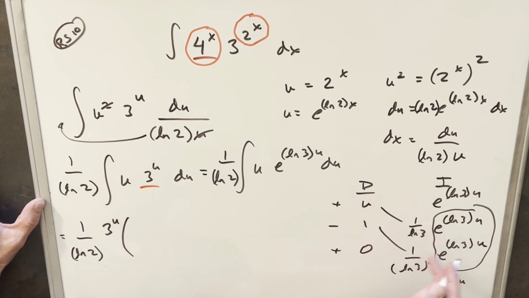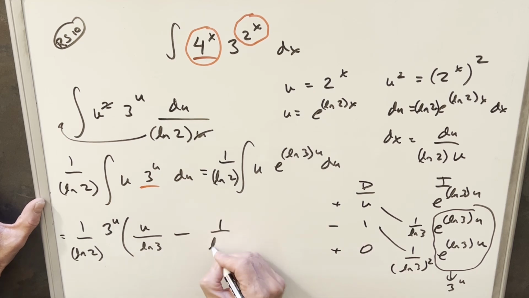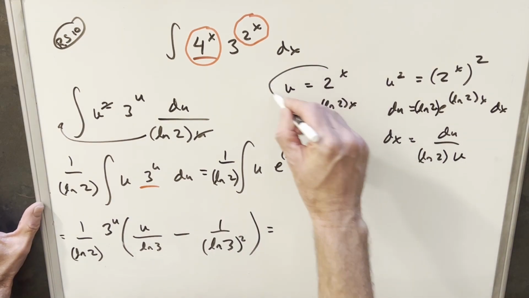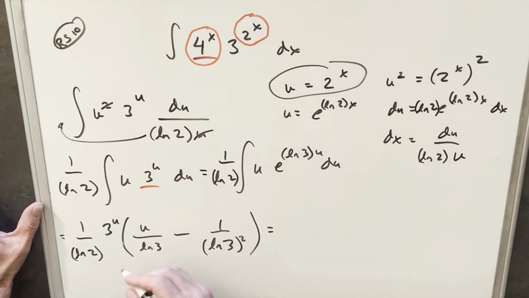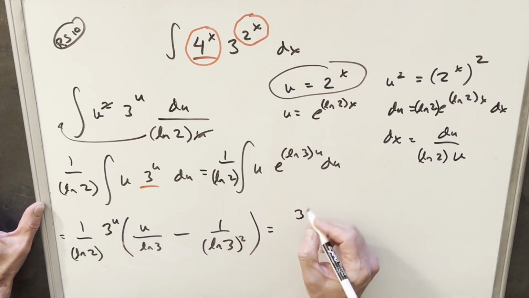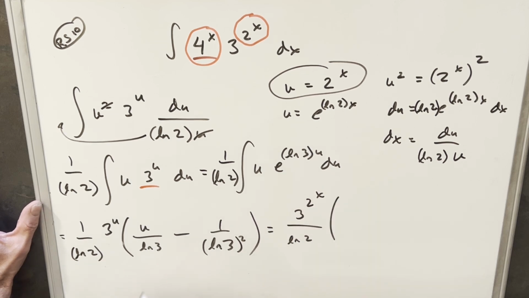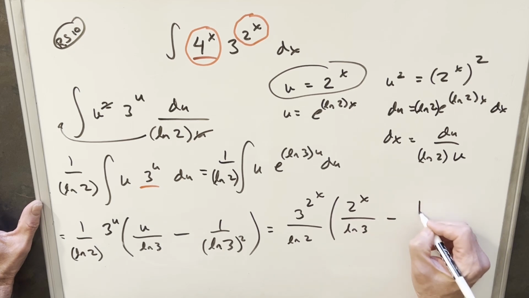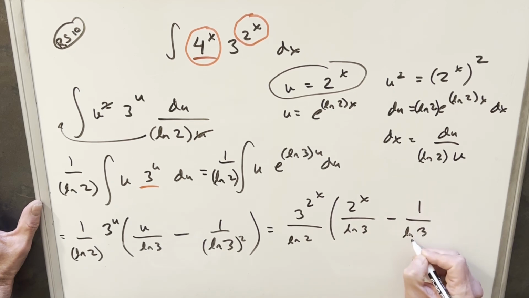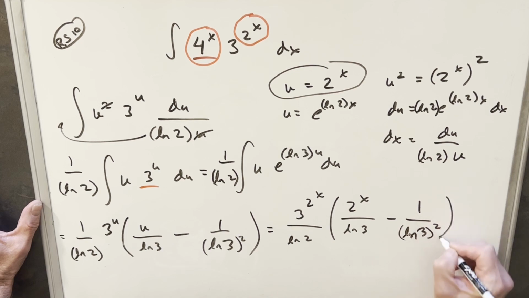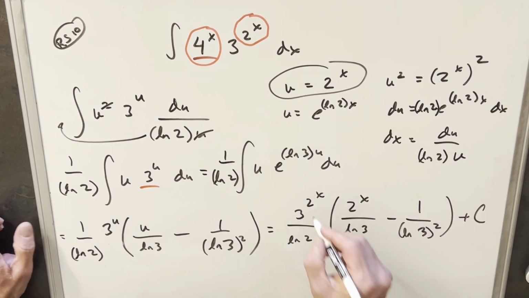So then for our first term of this diagonal, it's just going to be u over ln 3, and then the next one minus 1 over ln 3 squared. So remembering that u is equal to 2 to the x, for our 3 to the u, we're going to have 3 to the 2 to the x over ln 2. And here again with our u, it's going to be 2 to the x over ln 3 minus 1 over ln 3 all squared. Put a plus C on the end, and that's it. We're done.